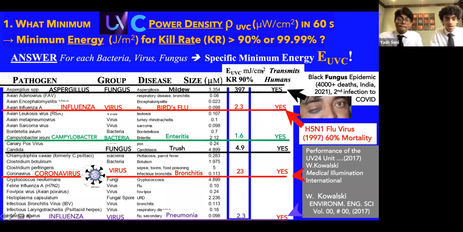As we can see here, the influenza virus that causes bird flu is 0.098 micrometers large, but it requires only 2.3 millijoules per centimeter squared to achieve a kill rate of 90%. Contrasting this to the coronavirus, which is 0.113 micrometers, similar in size to bird flu, it requires almost 10 times as much energy, 23 millijoules per centimeter squared, to achieve a kill rate of 90%.